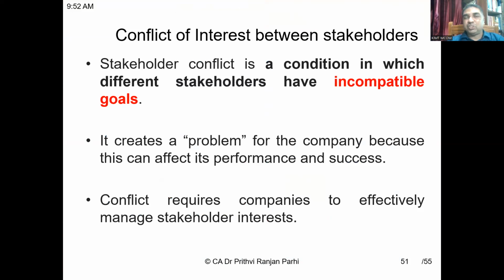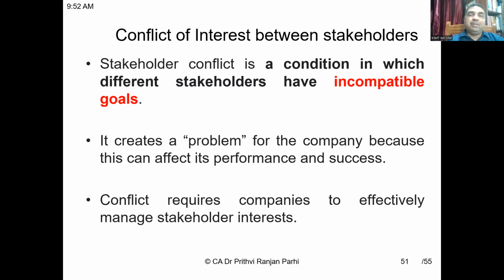Conflict of interest between stakeholders. Who are the stakeholders? Anyone who is associated with the company or associated with the business is a stakeholder. So who is associated? Employees, suppliers, customers, government, banks, all of them are referred to as stakeholders. And they have different kinds of interests.